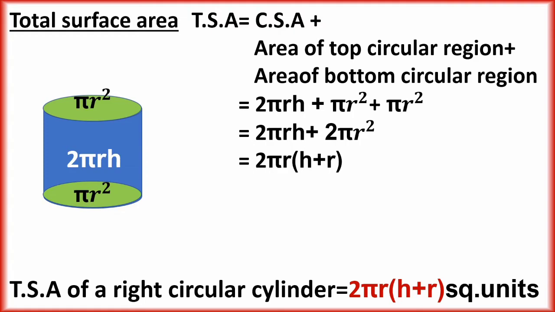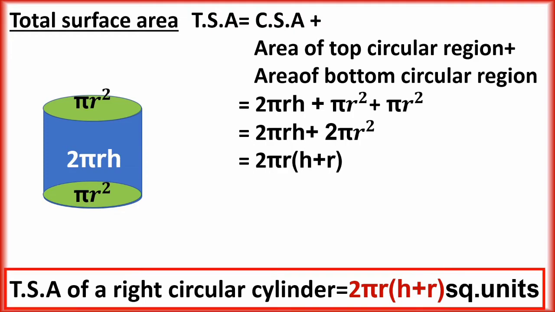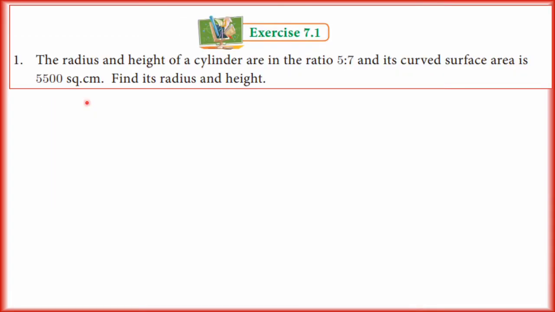Please students, remember the formulas thoroughly. Exercise 7.1, first sum. Read the question 1 or 2 times. First we decide what is given and what we have to find. What is given? Radius and height are given in the form of a ratio 5:7. Curved surface area is given as 5500 square centimeter. We need to find the radius and height.